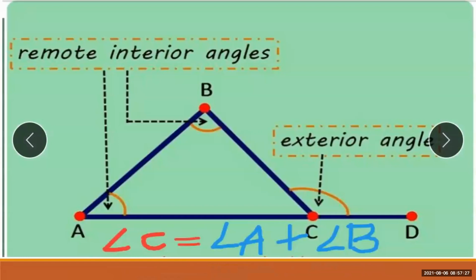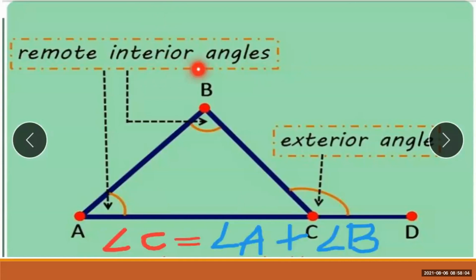Now, see here, triangle ABC is extended and a point mentioned here D. Okay, now the three angles inside the triangle, angle B, angle A, and angle C. Inside the triangle, those are called as interior angles, as those are within the triangle.